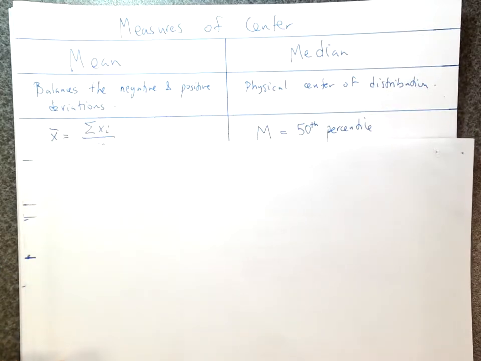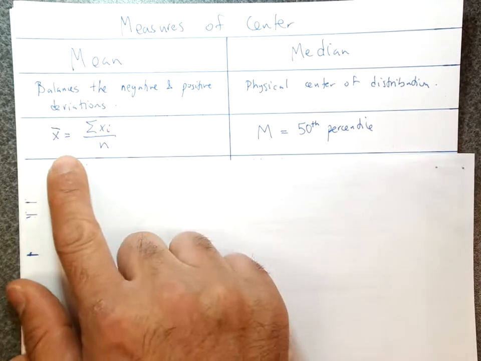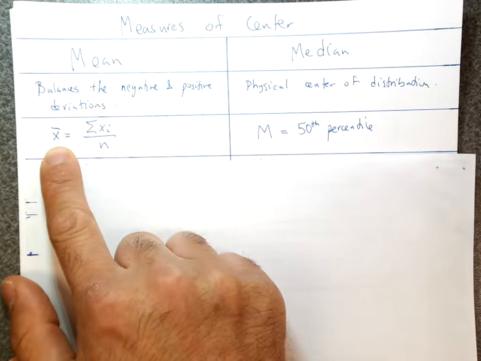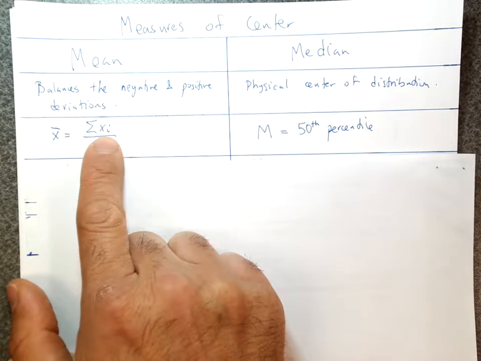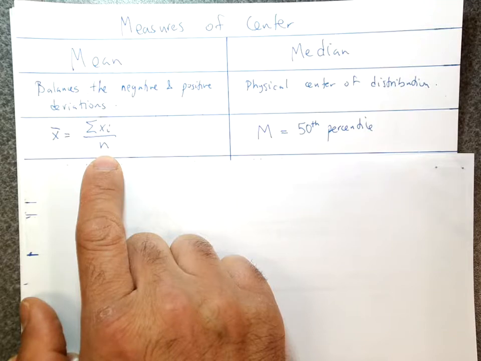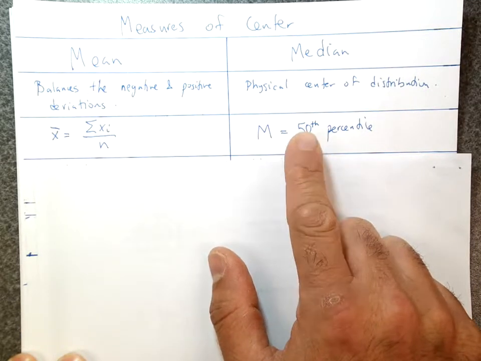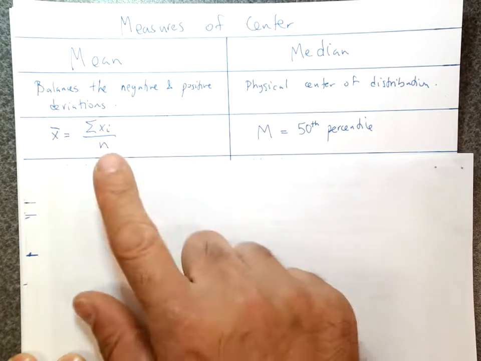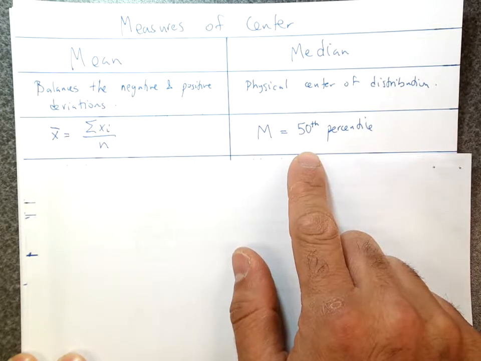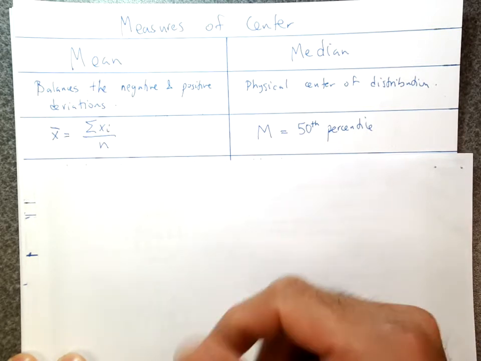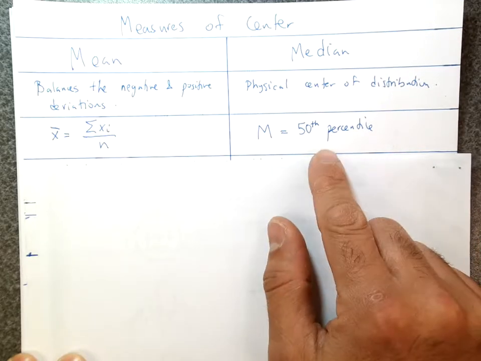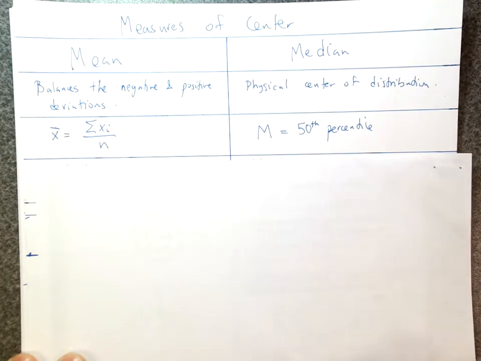As far as how to calculate it, the mean, denoted x bar, is the sum of all the x values divided by the number of individuals n, whereas the median is the 50th percentile. So in other words, you have to take 50% of n, the total number of values, and from there use the techniques for finding a percentile to find what the median value is.